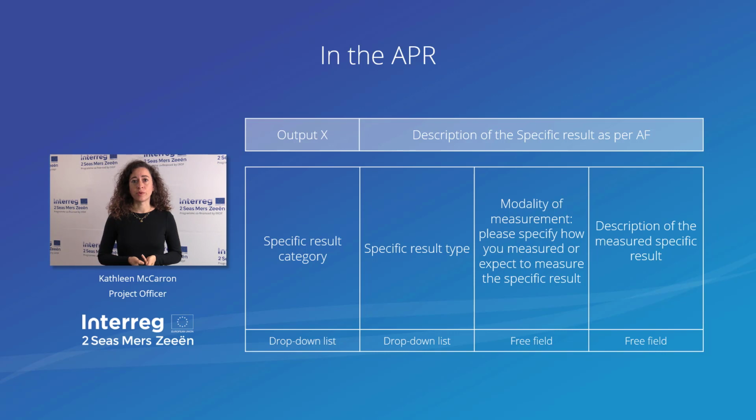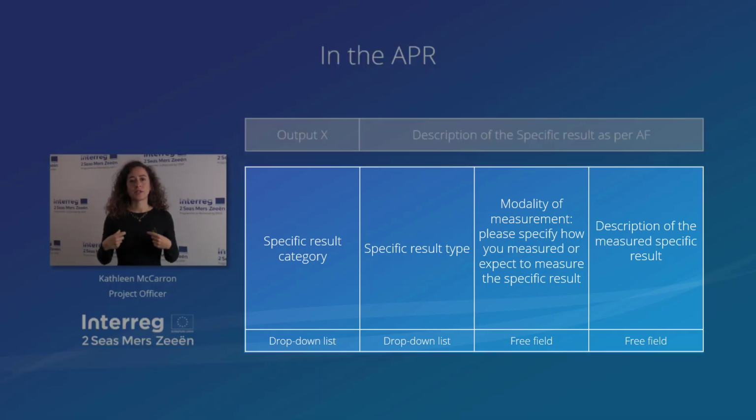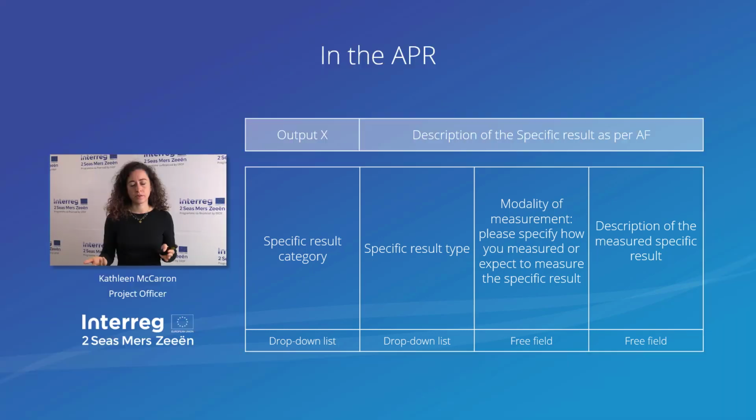So in the annual progress report, what does it look like? Basically, you will have each of your outputs indicated, and next to them, the specific result that was first mentioned in your application form. Just keep in mind that everything that has been written in your application form, you're basically accountable for it. So this should be delivered by the end of your project. So you will have the specific results indicated for each of your outputs, and below a table where you can add from 1 to 5 specific results.